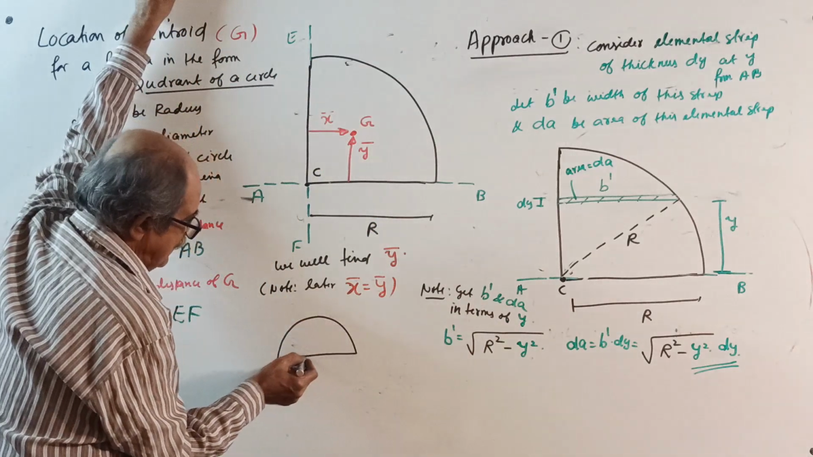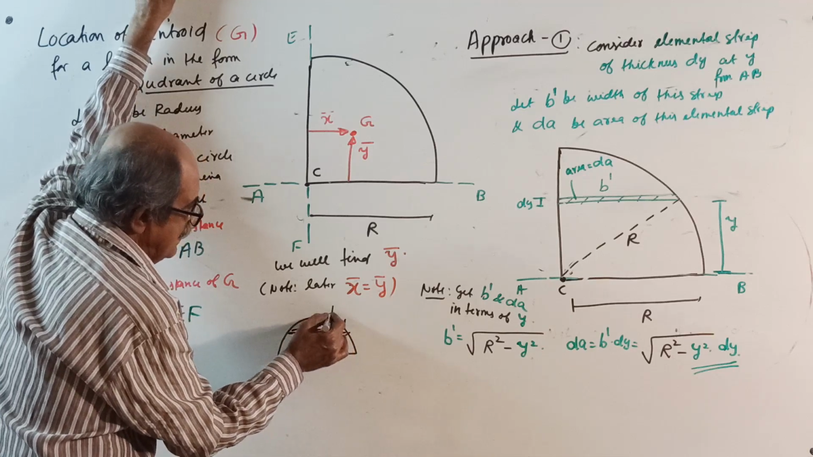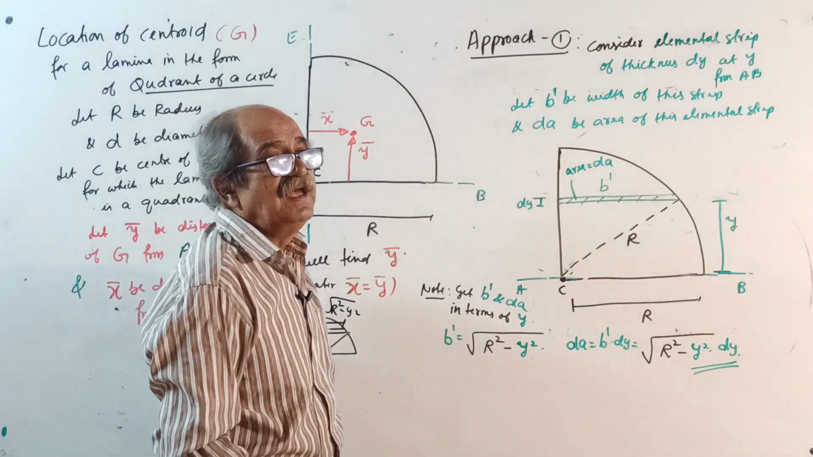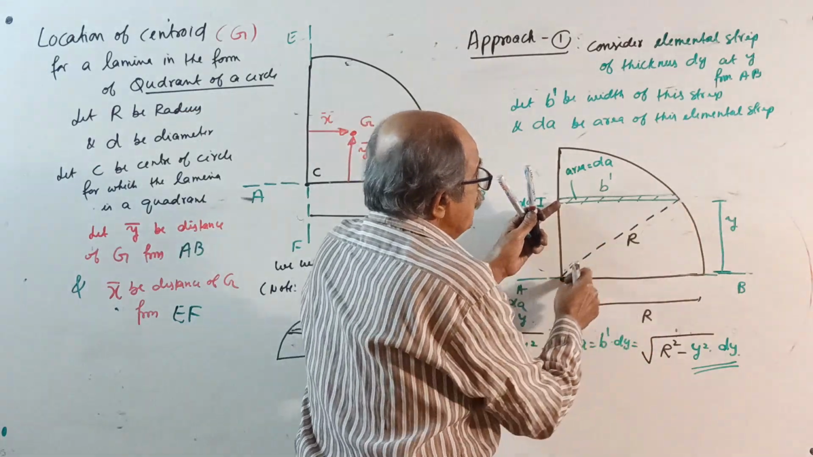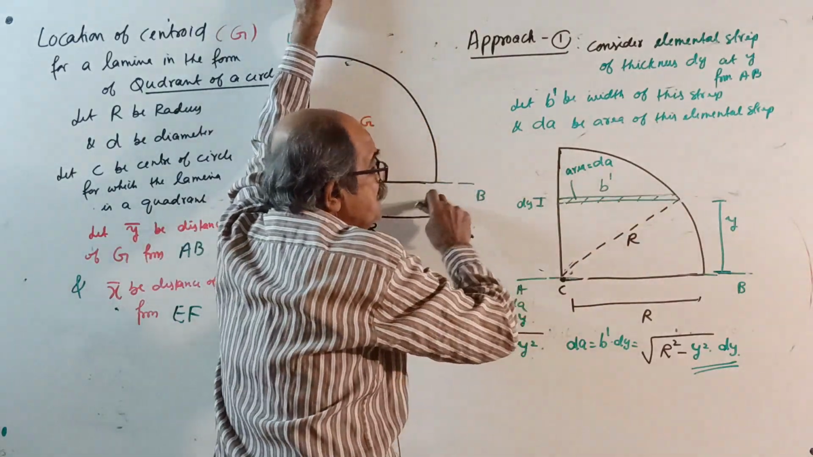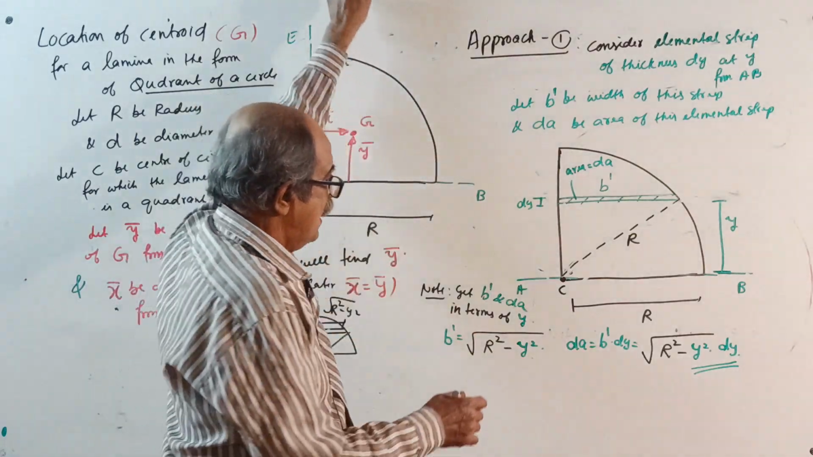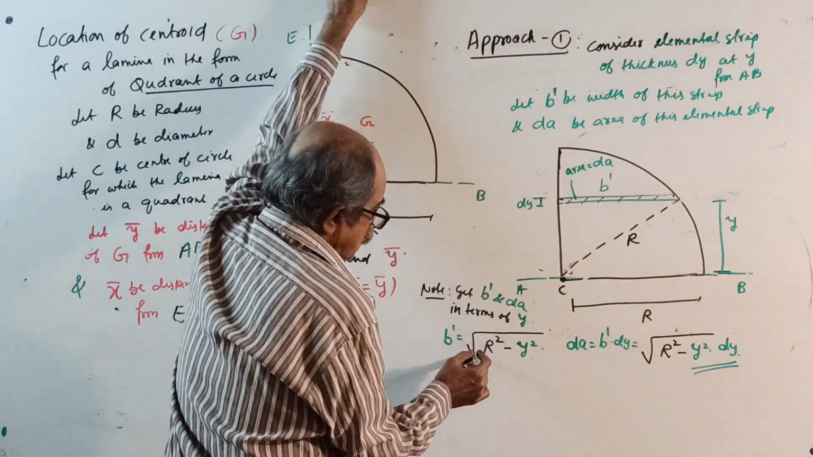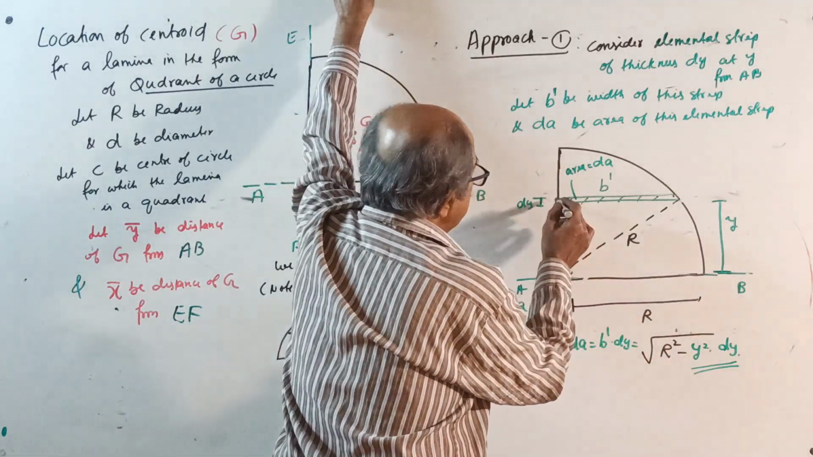If it is a semicircle, B dash is root of R square minus y square. Then into 2 is not there. In a semicircle, the strip comes up to here, and the same strip continues on this side. There you wrote into 2, so the 2 is missing here. And dA equals B dash into dy, which is root of R square minus y square into the thickness dy.